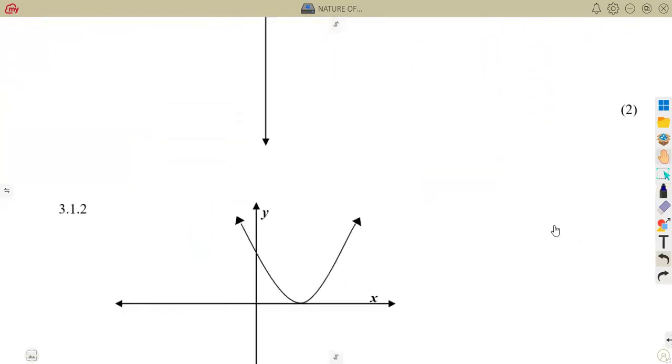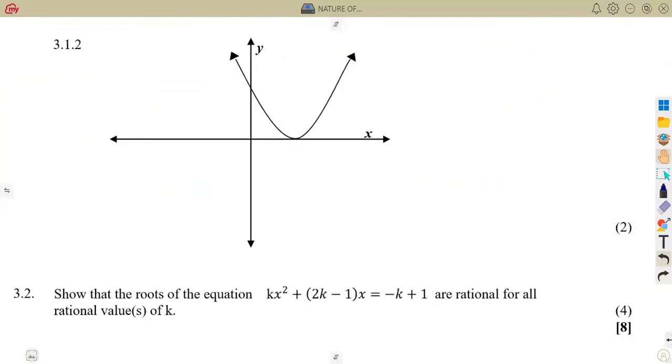Let us see then 3.12. We are given a quadratic function, and as you can see, it bounces back at the x-axis at this point, only at one point. Remember, when it is at one point, it can be like this, or it can be like this. Same condition, but at one point.